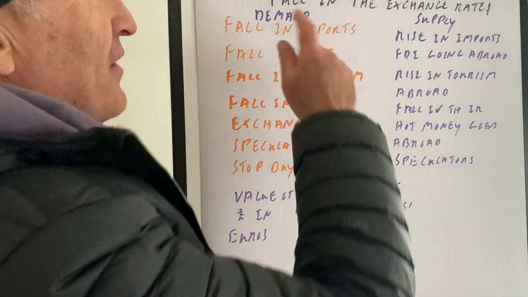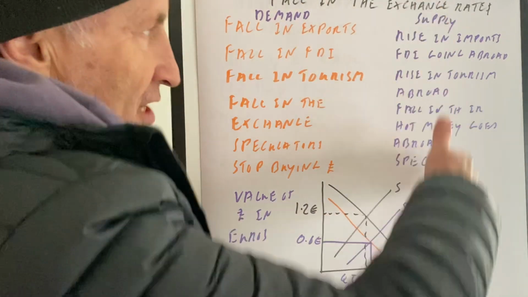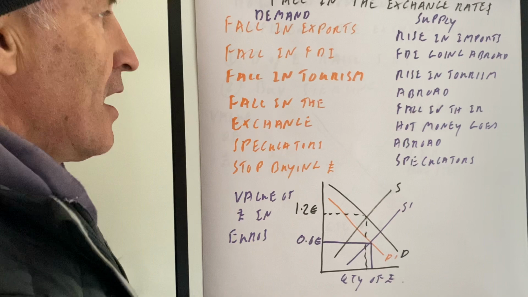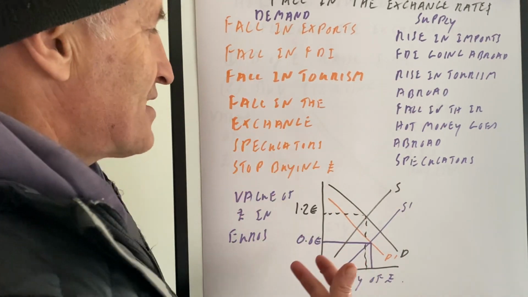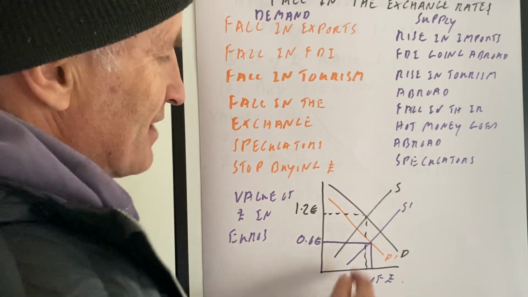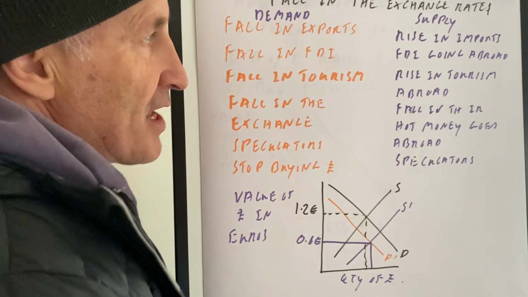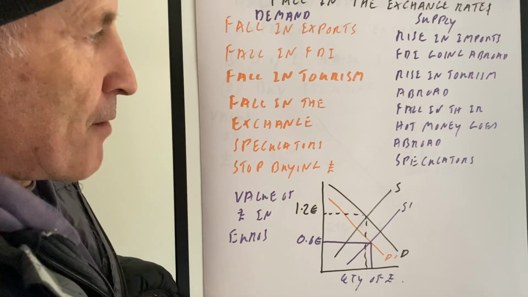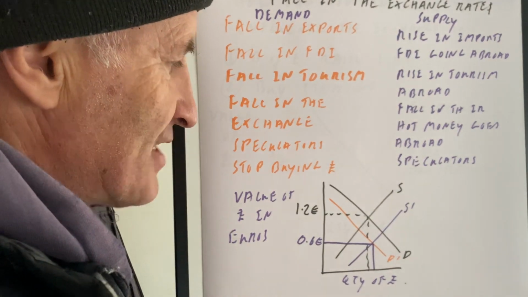Second up, a fall in the exchange rate. What could cause that? Well, it could be a fall in demand or a rise in supply. For example, a fall in demand would be a fall in exports, a fall in FDI, a fall in tourism, or speculators not demanding sterling anymore. Or we could get a rise in supply: a rise in imports, FDI going abroad from the UK, a rise in tourism abroad, a fall in the interest rate, therefore hot money goes abroad, or speculators selling sterling.